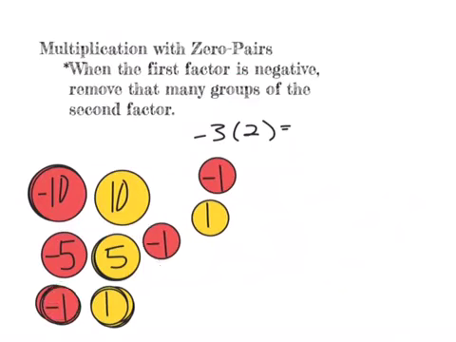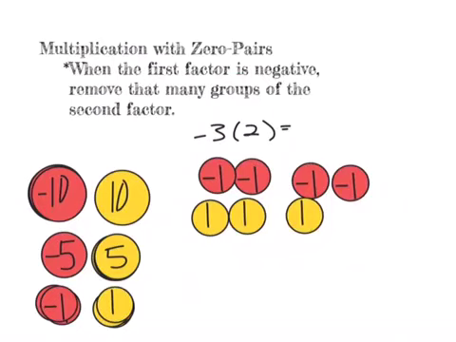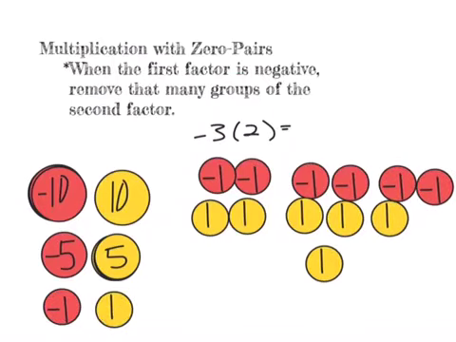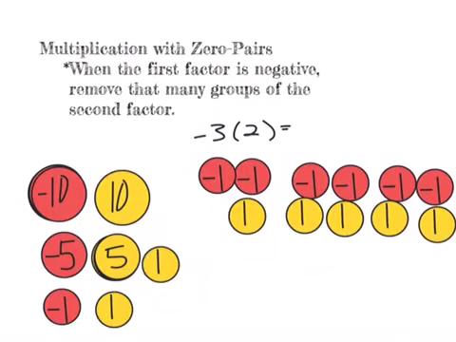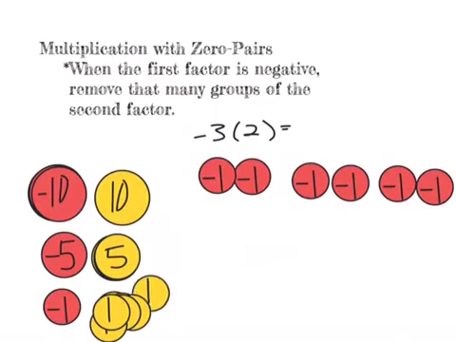So here's 1, 2. Here's my first group. Here's my second group. And here's my third group. So now I've got 3 groups of 2 zero pairs in my work area. And I need to remove 3 groups of positive 2. So I'm going to take away one group. Here's my second group. And this is my third group. Then I take a look at what I have left. I have 6 negative 1s. So negative 3 times 2 equals negative 6.